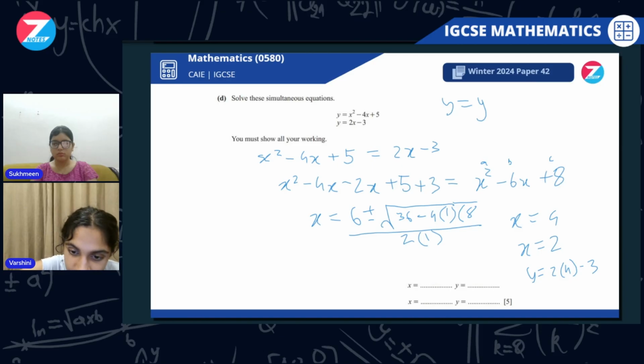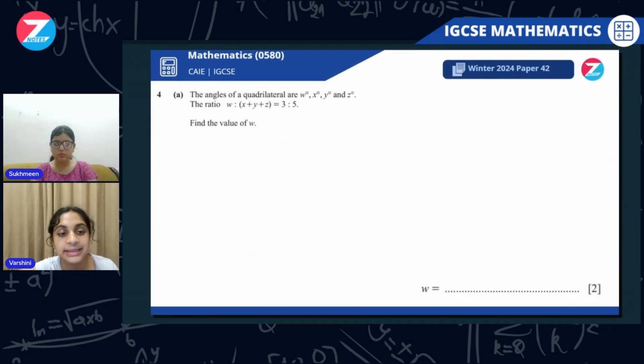So the first one is going to be x is 4 and y is 5. And the second one is going to be x is 2, so it's going to be y equals 2 into 2 minus 3, which is 1. So it'll be 2 and 1.